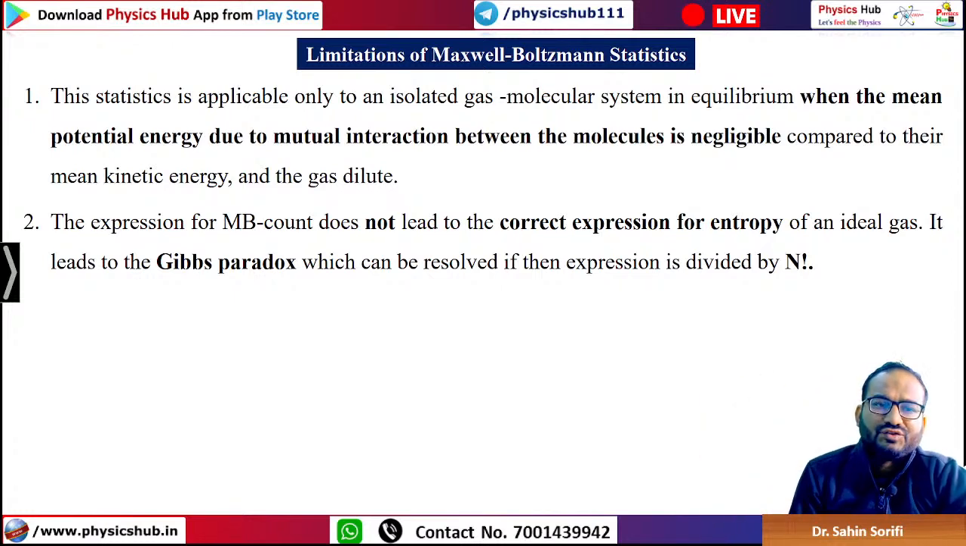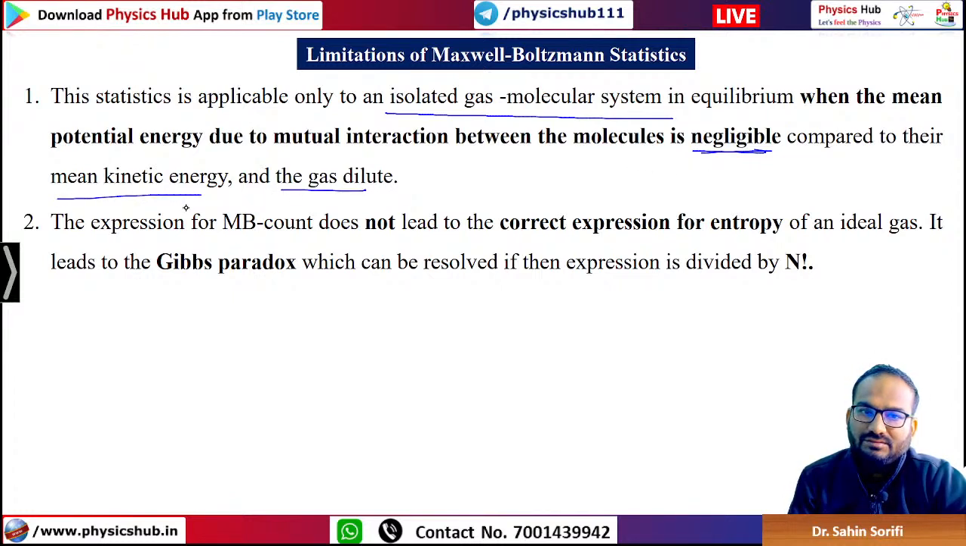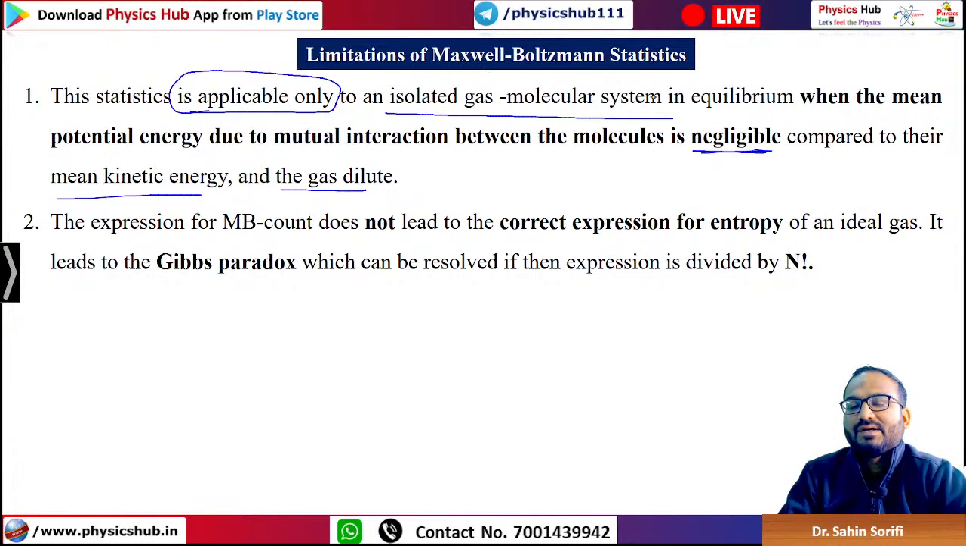So what are the limitations? This statistics is applicable only to an isolated gas molecular system in equilibrium, when the mean potential energy due to mutual interaction between the molecules is negligible compared to the mean kinetic energy, when the gas is dilute. So you see, it is applicable only to a very special, very specific case where we can apply this MB statistics. This is a weak thing, right? If you are very limited in applying something, that is the limitation.